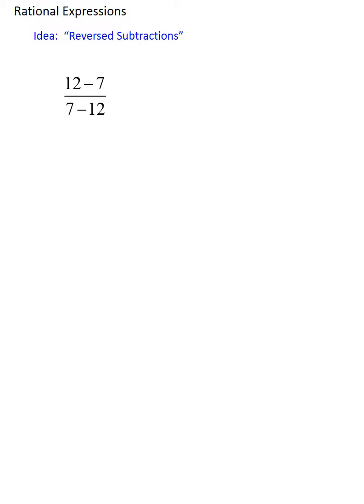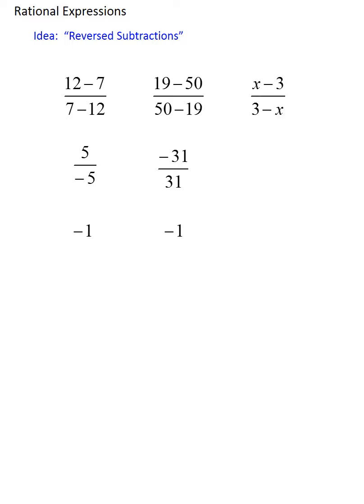What happens when you divide reversed subtractions? Well, if we were to work this problem out, we would get 5 divided by negative 5, which works out to be negative 1. Let's look at another example. What happens when we divide reversed subtractions? Well, in this case, we also get negative 1. Well, that poses a more general question. What if we have reverse subtractions in an algebraic sense? Would this also equal negative 1? Well, it turns out it generally does. Let me show you the details.